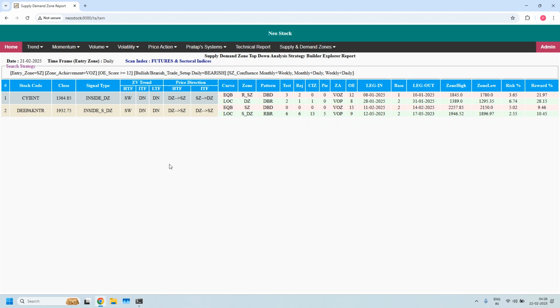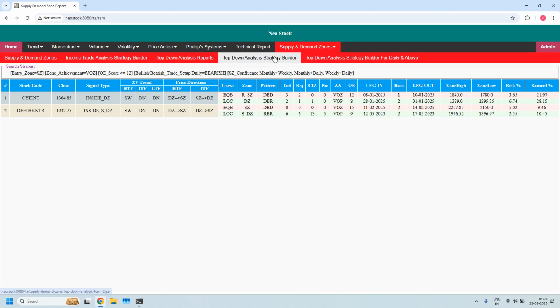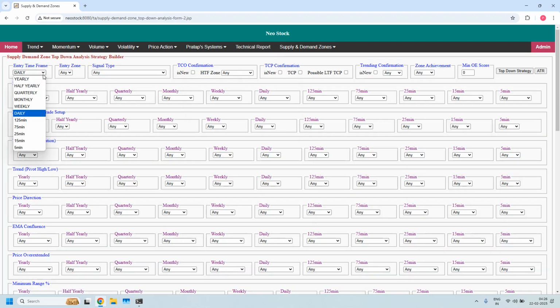So this is the bearish trade setup for monthly income trade. Next, let us look into the bullish and bearish trade setups for weekly income trade. So for weekly income trade, entry time frame 75 minutes, entry zone demand zone. In bullish or bearish trade setup at 75 minutes, I am selecting bullish.